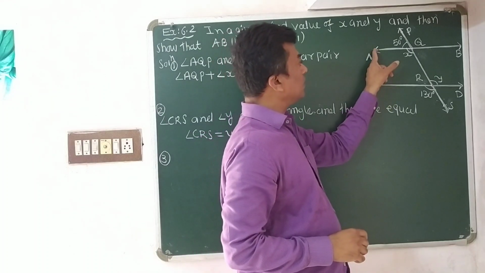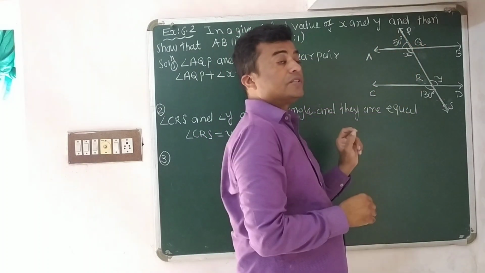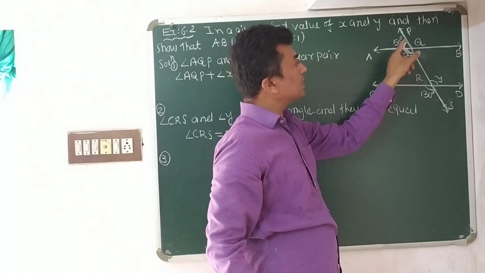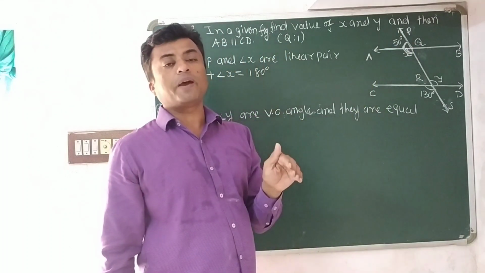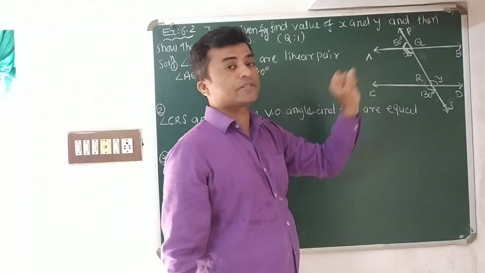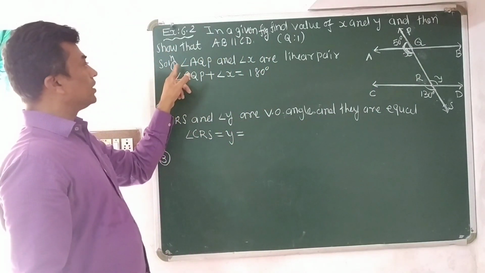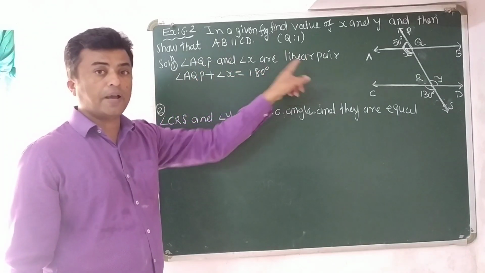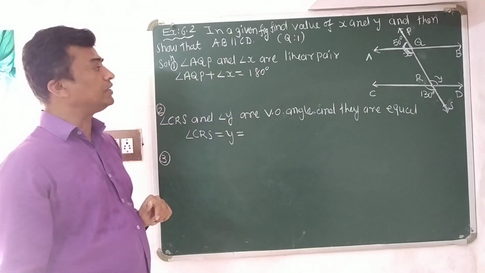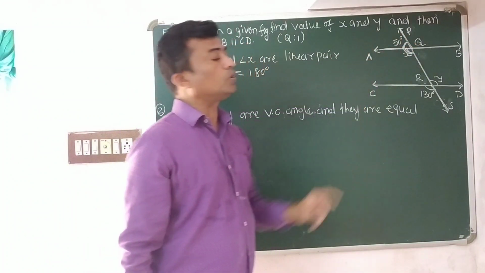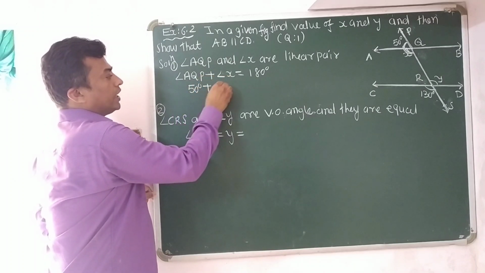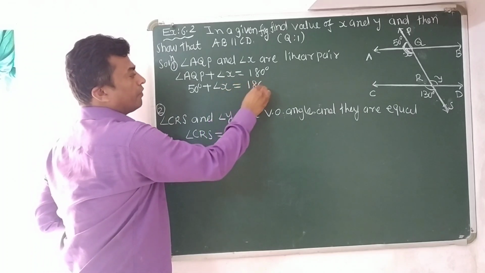So see, children, in the given figure, this angle AQP and this angle X form a linear pair. See, exactly a half circle is formed. We know that linear pair means their sum is 180 degree. So angle AQP plus angle X is equal to 180 degree. Now angle AQP is equal to what? 50 degree. So instead of angle AQP, we can write 50 degree plus angle X is equal to 180 degree.